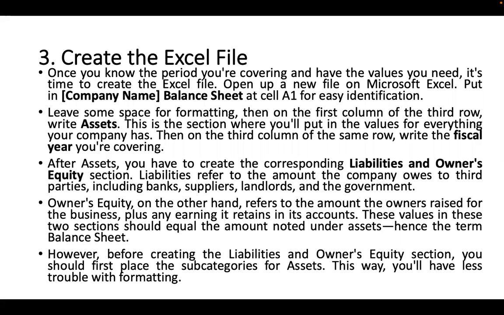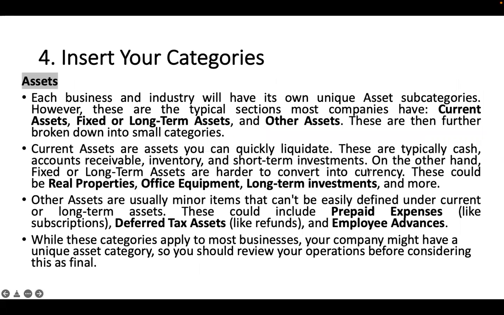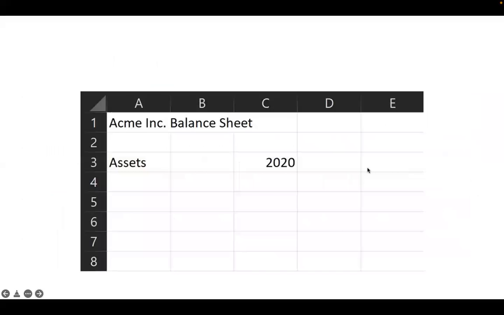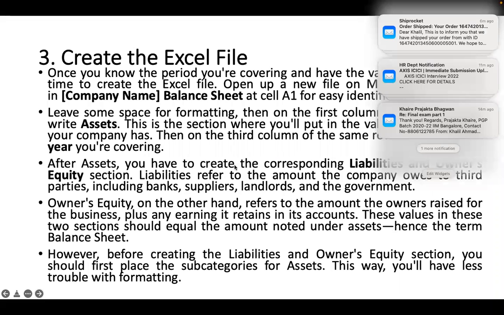Then in the third column of the same row, write the fiscal year you are covering. Here is the example. This is the year we are covering. After leaving one empty cell, I have written the fiscal year we are dealing in. So the year is 2020.